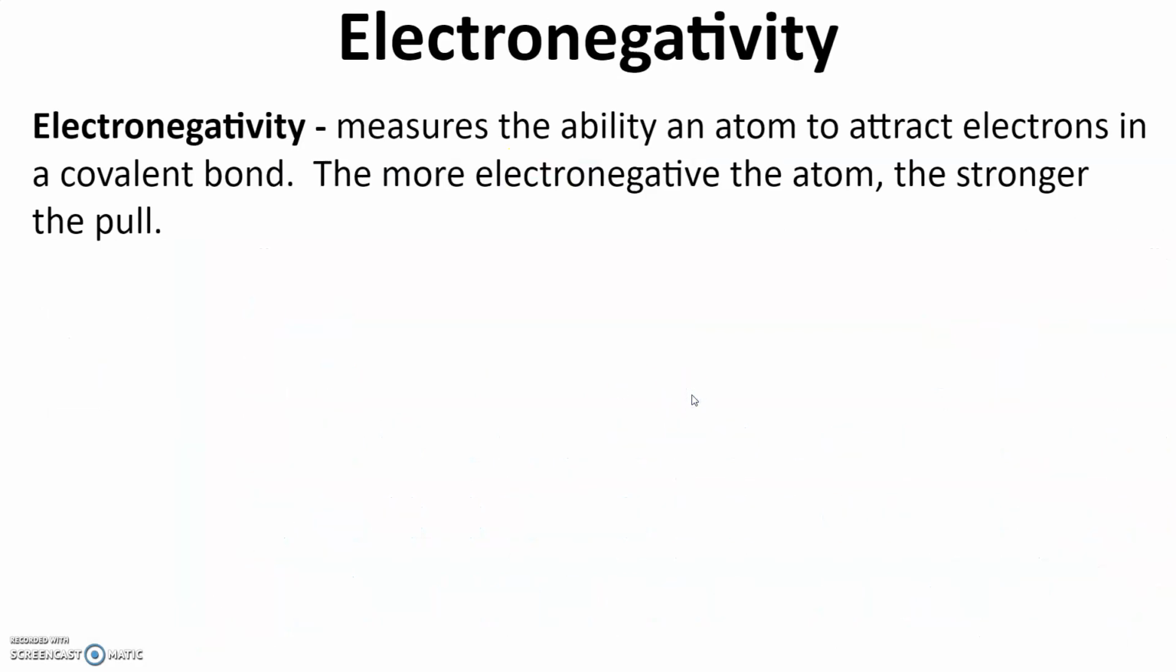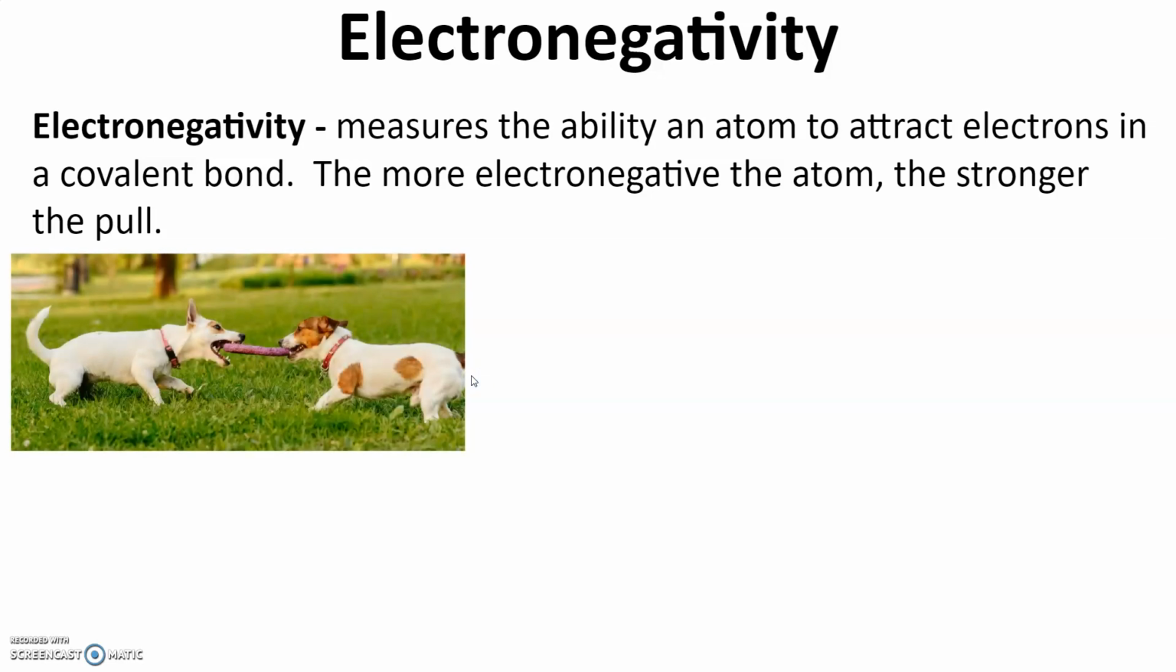The next one we're going to look at is electronegativity. And this one is actually super important for Unit 4. So what is electronegativity? It measures the ability of an atom to attract electrons in a covalent bond. And you can sort of think of that as the more electronegative the atom, the stronger it can pull.